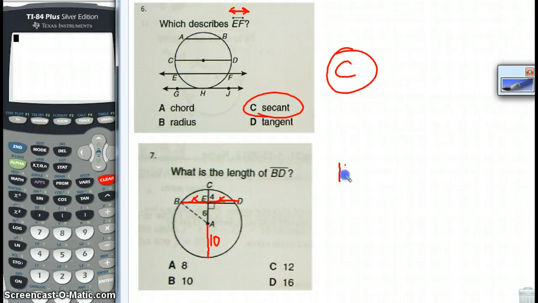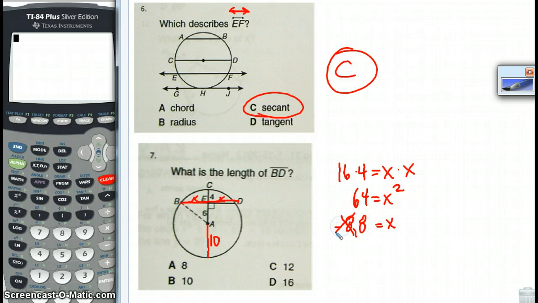So it's going to be 16 times 4 equals x times x, or 64 equals x squared. X can be -8 and 8. Since we're talking lengths, we're going to cross that one out. But we only found x, and they want us to find BD. So BD is equal to 2 times 8, which is 16. Correct answer is D.